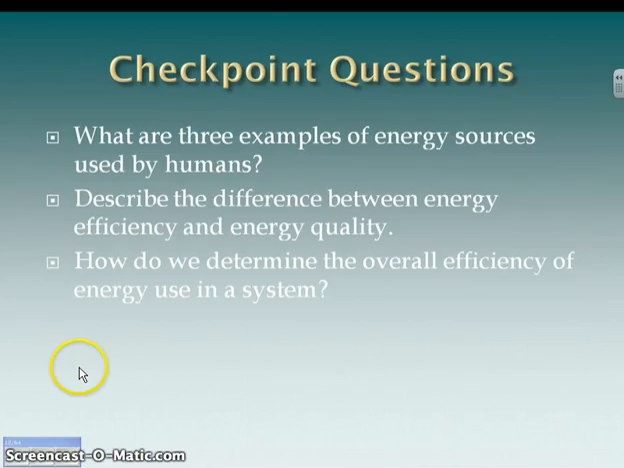So we've reached the end. We've reached our checkpoints. First checkpoint, what are the 3 examples of energy sources used by humans? Number 2, describe the difference between energy efficiency and energy quality. And number 3, how do we determine the overall efficiency of energy use in a system?